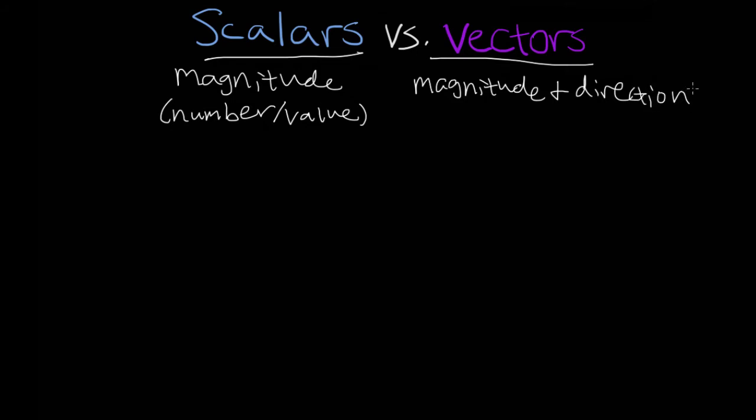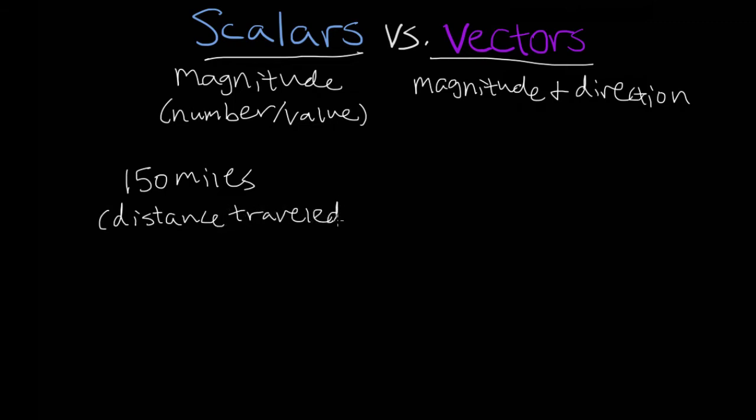So what do we mean by this? Let's take a look at an example. So let's say we travel 150 miles. So this is our magnitude. And because there's no direction associated with it, we just call it a scalar quantity. And this would be known as our distance traveled, because we don't know if we're going left, right, or up or down. So it's just our distance that we travel.